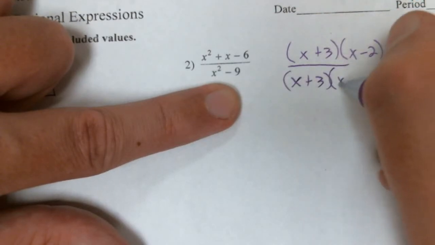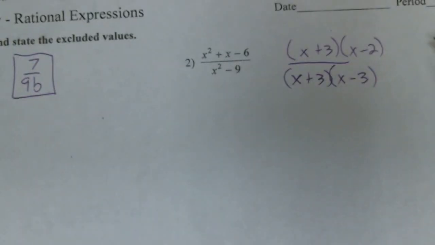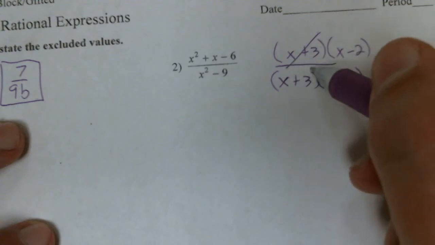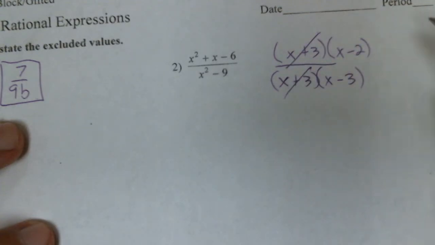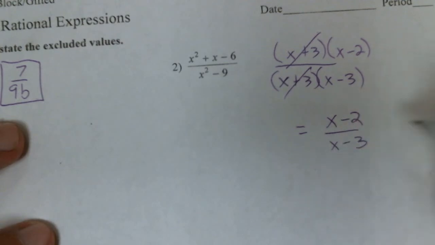One's positive and one's negative, x minus 3. Okay, and now I'm looking to see, can I cancel anything? I've got an x plus 3 on top and an x plus 3 on the bottom. So those guys cancel out, and I'm simply left with the numerator x minus 2 over x minus 3.